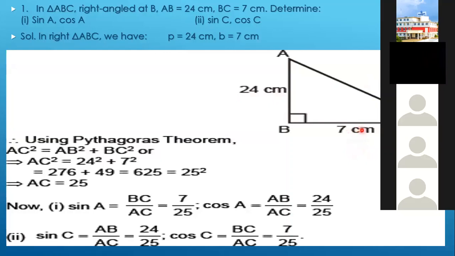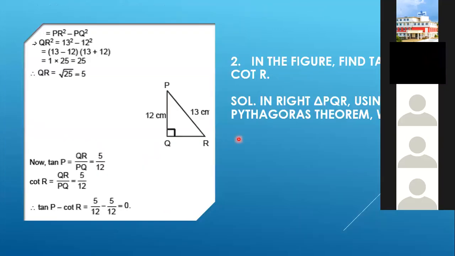Okay, children? So remember this. To find sine, cos, cot, tan, sec, cosecant, anything, we need three sides of the triangle. When we get three sides of the triangle, it will be easy for us to write these answers, even to solve sums. Shall we move on to the second question? Yes, ma'am. Okay. Second question, in the figure, find tan P minus cot R.